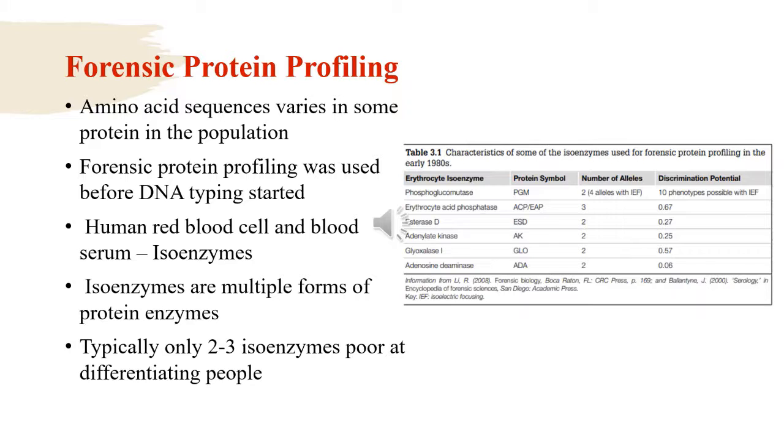These isoenzymes are multiple forms of protein enzyme that can catalyze the biochemical reaction even though there are slight differences in the amino acid sequences. However, there are typically 1 to 3 forms of isoenzymes, making them fairly poor at indicating the difference between people. In this table, a few isoenzymes are given and their discrimination potential is also explained.